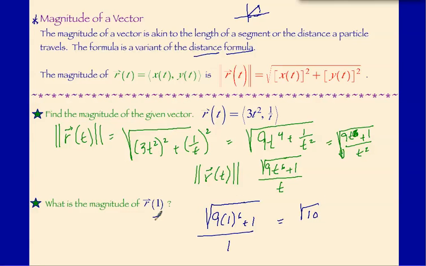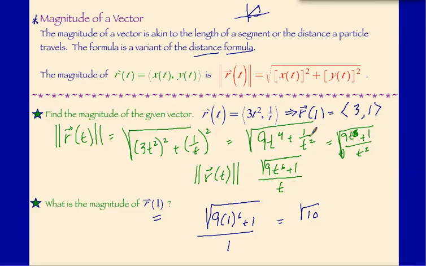Now, if you had known that you were going to be evaluating the magnitude at 1 at the beginning of this problem, we could have found the value of r of t at 1. Oh, actually, I should have written this as: we could have found the value of the function at t equals 1 and gotten the ordered pair (3, 1). Then you really wouldn't have to go through this process.